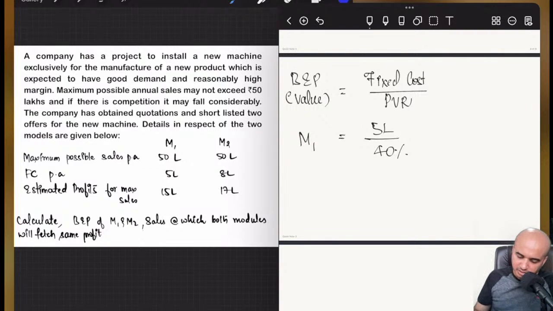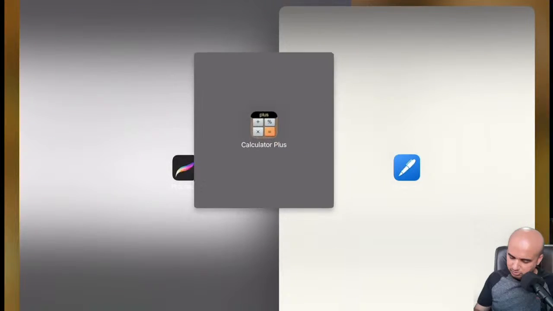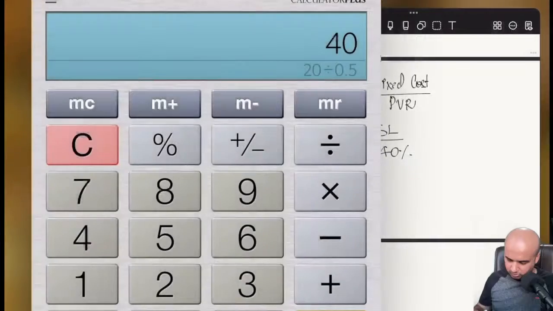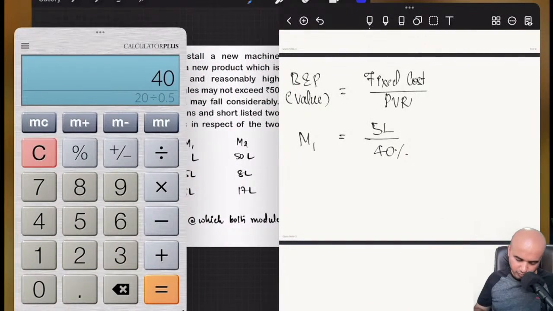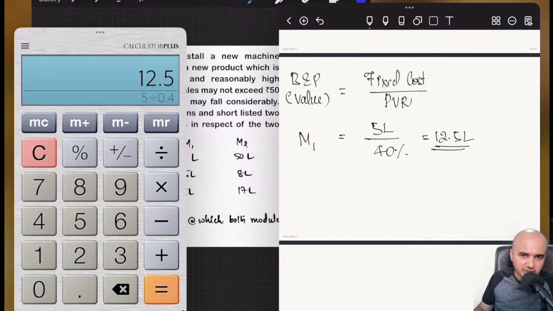So PVR is 40%, fixed cost is 5 lakhs, so 5 divided by 40%, how much would that be? It equals 12.5 lakhs. So that means if you effect a sales of 12.5 lakhs, then you will end up in a zone wherein you will neither earn profits nor incur any loss. That is the thing.